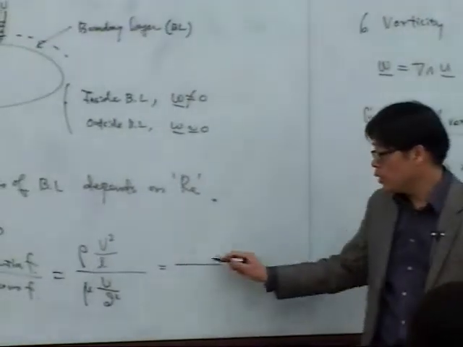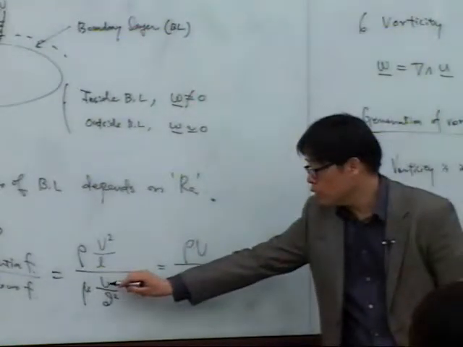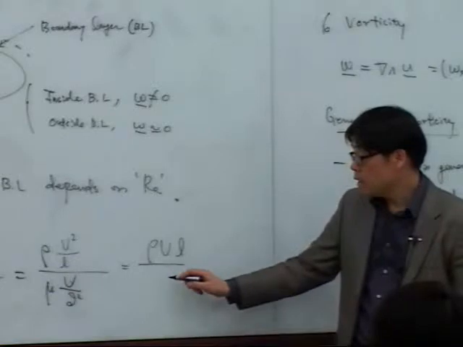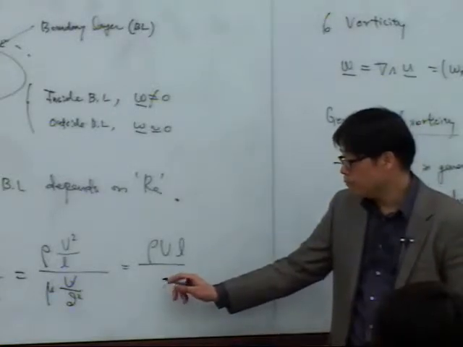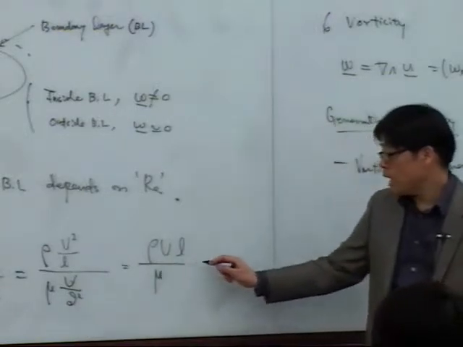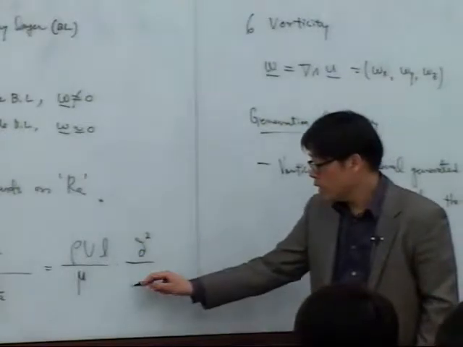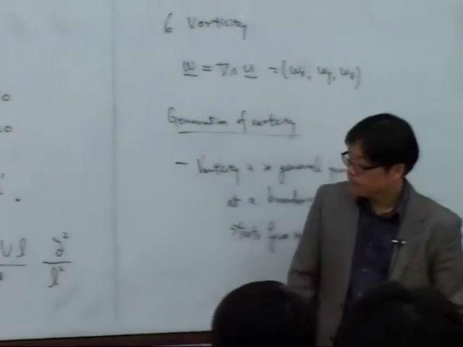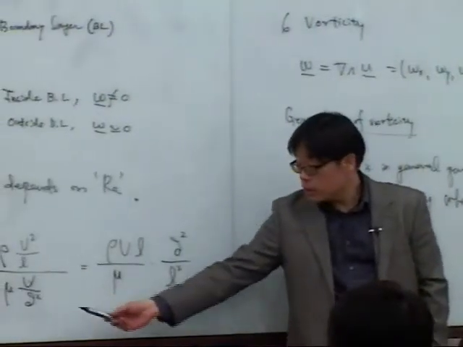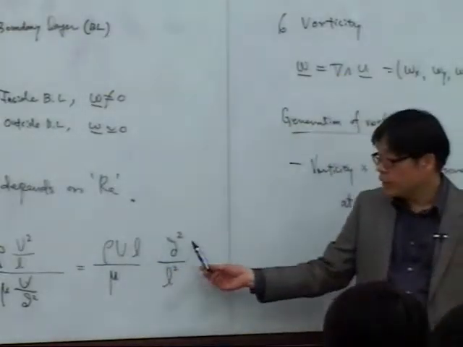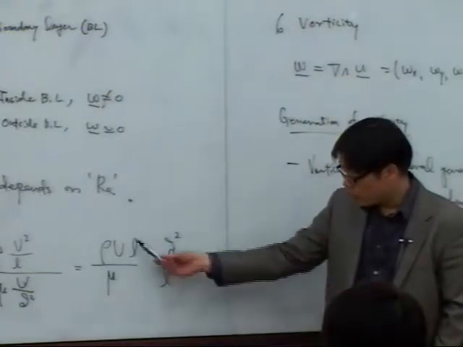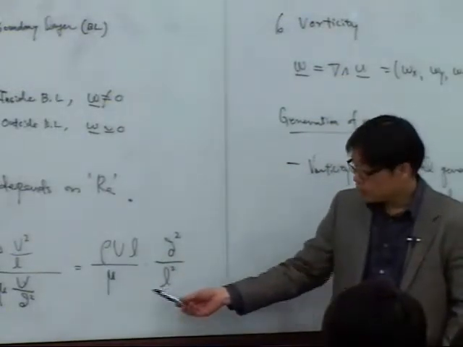Then I end up with rho U L divided by mu times delta squared over L squared. So this is nothing but rewriting: delta squared goes to the numerator, and I have an L in the denominator, and then I put L here, L squared here, so I end up with L in the denominator.